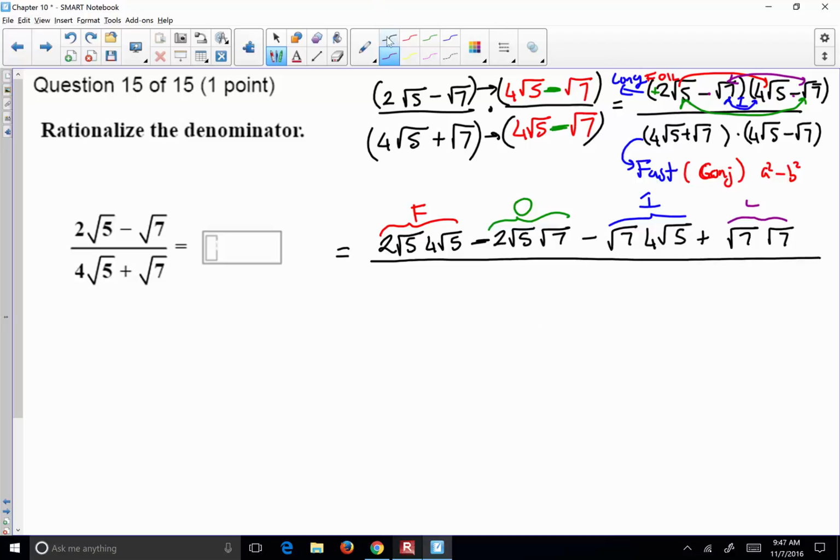Alright, how about the bottom? The bottom is easy. Square of the first term. Look, I'm putting a square around the first term. And minus the square of the second term. Put a square around the second term. That's it. A squared minus B squared. Got it?